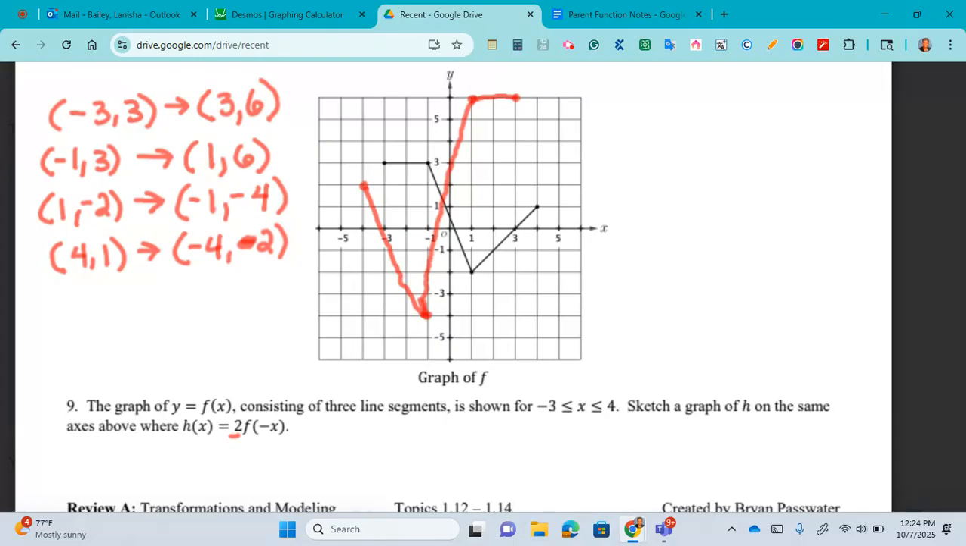All right. So as you can see, it reflected across the y-axis and it was stretched vertically. Any questions on that? No? Let's keep it moving. Keep it grooving. Oh, some more graphing, yay. All right, everyone got this?